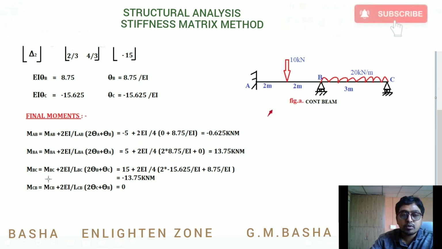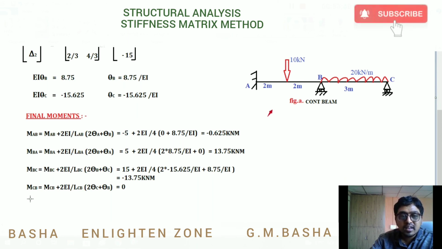Again, move to the MBC position. M bar BC plus 2EI by LBC into 2 theta B plus theta C. Here you will get both the slopes because there is no fixed end, that is the reason you will get both the slopes at B and C. Already we can obtain them by using the stiffness matrix method. Theta B will be equal to 8.75 by EI, theta C will be equal to minus 15.625 by EI. Substitute both the values directly in this formula. 2EI by L means 2EI by 4. Fixed moment will be 15. 2 into theta B value, theta C value, and simplify, cancelling EI in the numerator and denominator. Then you will get directly this value, that is minus 13.75 kilonewton meter.